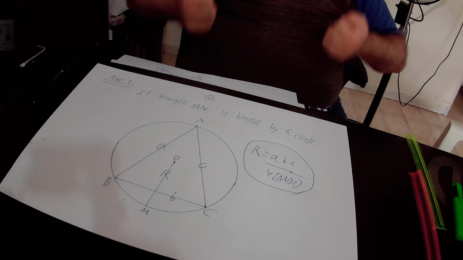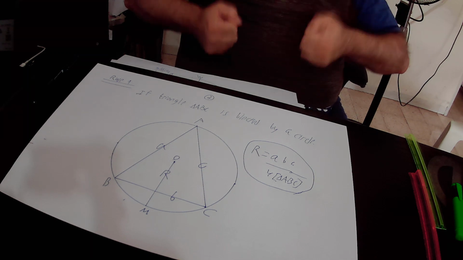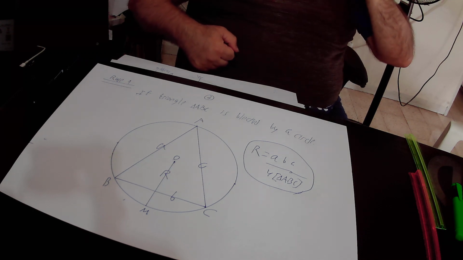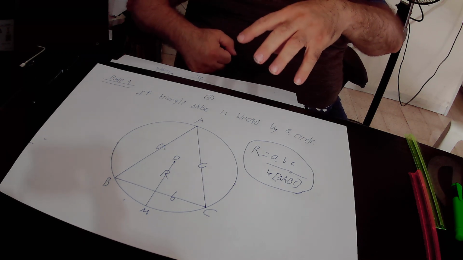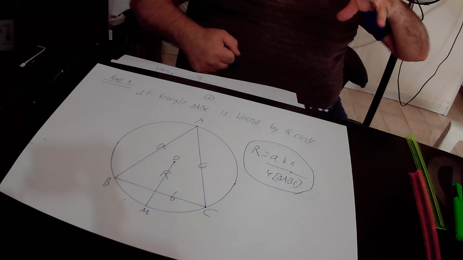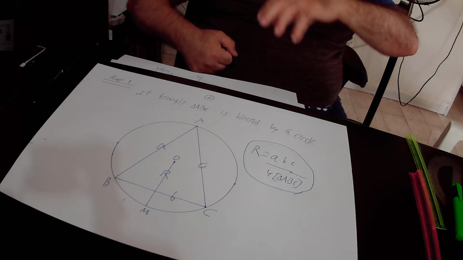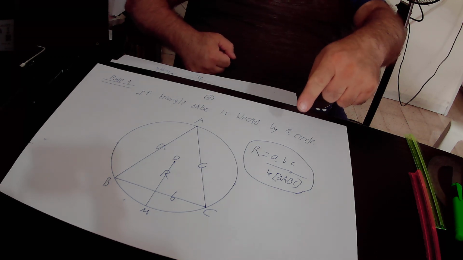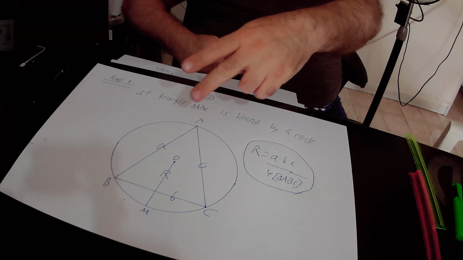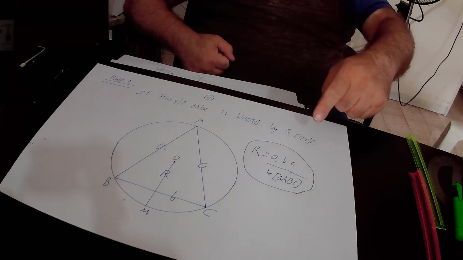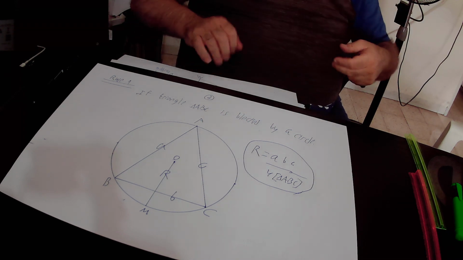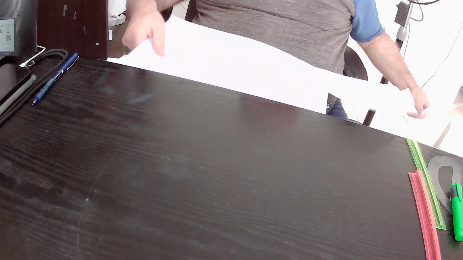So we can find the radius of the circle that blocks a triangle only by knowing the side lengths of the triangle that is blocked by the circle, and also the area of that triangle. The radius of this circle, capital R, will be equal to A times B times C, that is the side lengths of the triangle multiplied by each other, over 4 times the area of triangle ABC that is blocked by the circle. So we can actually implement rule number 1 in our drawing.